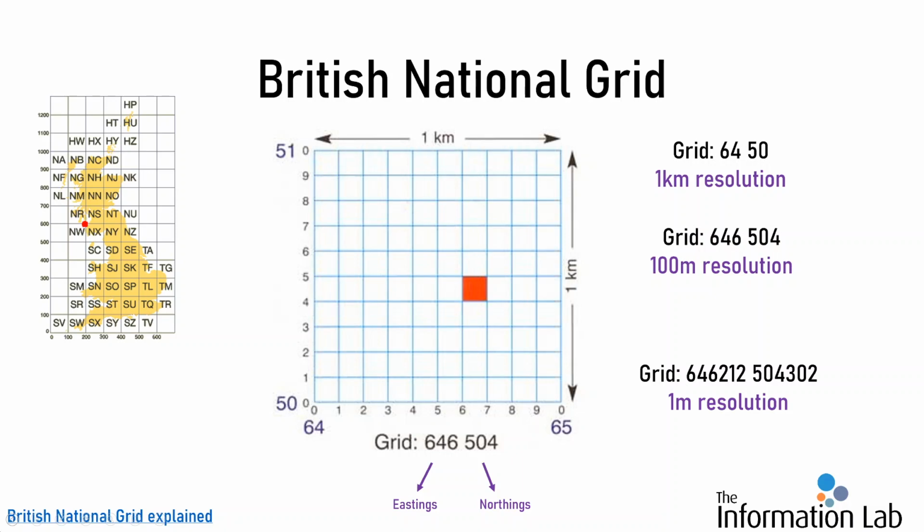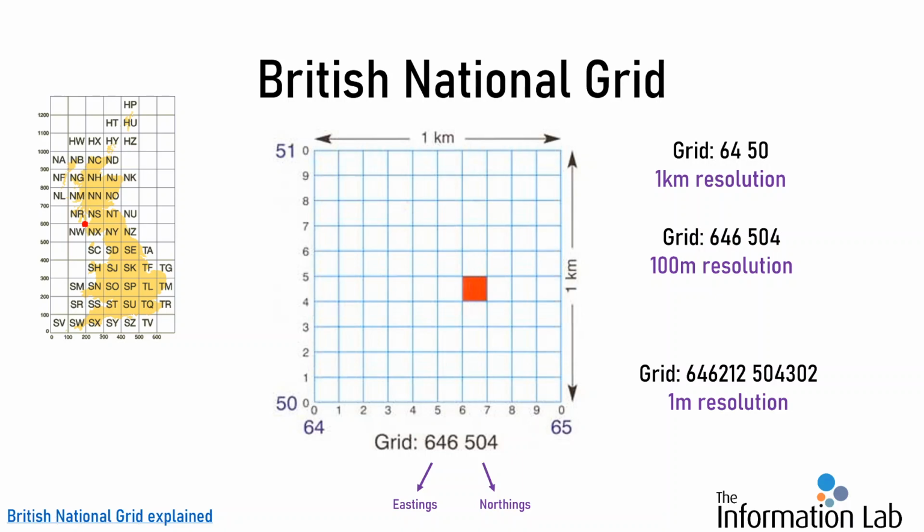If we want to identify the red square in this example on the screen, the general location at a 1 kilometer resolution is 6450. And if we break that larger grid into smaller grids, we can call the red square 646504. That gives us a 100-meter grid square.